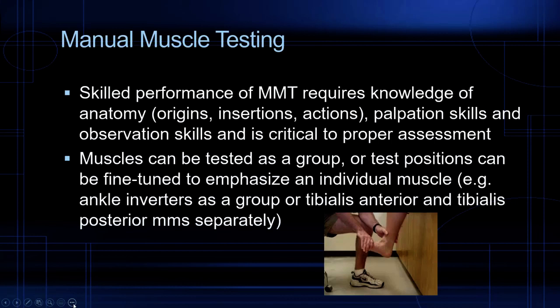For example, if you would like to test all of the muscles that invert the ankle, you can test, as this picture shows, this guy testing ankle inversion, or you could tease it out and maybe just test the tib anterior, which is dorsiflexion and inversion, and test just the tib anterior or the tib posterior separately.